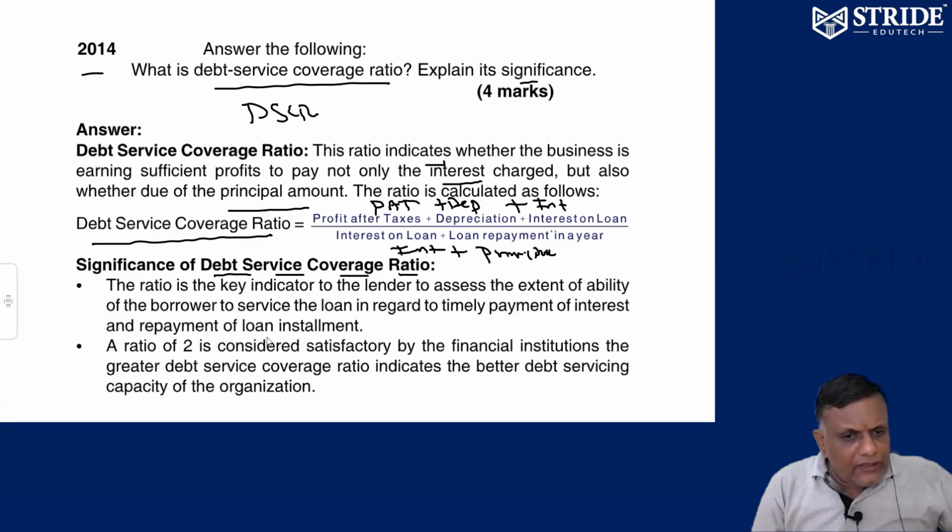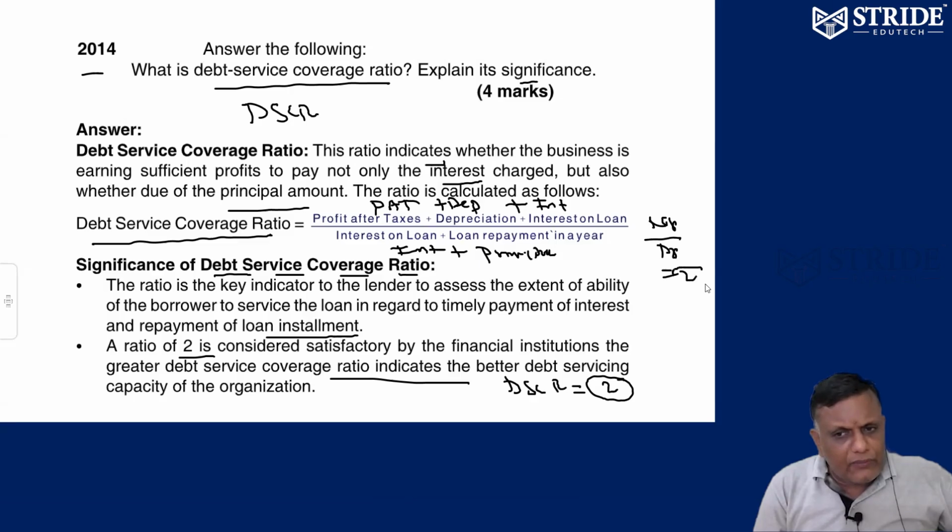Can you pay the loan installment properly? Yes, because we have a higher DSCR. A ratio of 2 is ideal, so that it covers both principal and interest. DSCR of 2 is always ideal. The ratio between numerator and denominator being 2 means the company can repay the debt properly. So DSCR is PAT plus depreciation plus interest, by interest plus loan repayment.